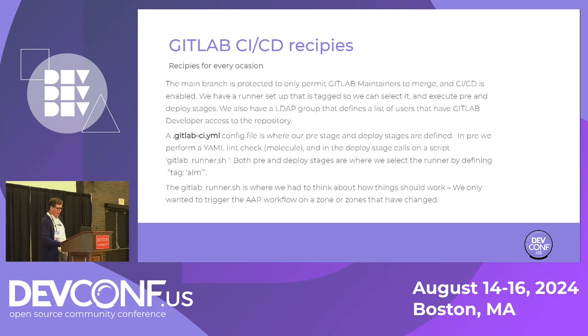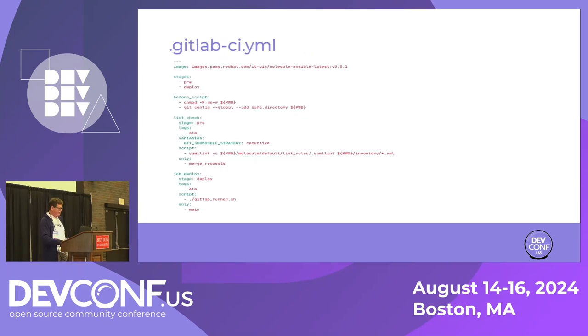We had to think a little bit about how we wanted things to work in the GitLab runner.sh. We only wanted to trigger the Ansible automation platform workflow with limits on the zones that had changed. Otherwise, we'd be just hammering the NS1 API for no good reason. So the luxury is that relatively small changes are nice and quick because they're one or two API calls. We don't iterate over everything and just redo it.